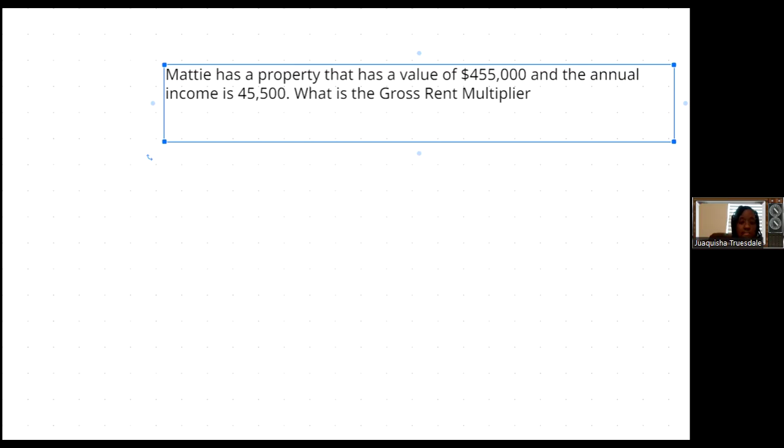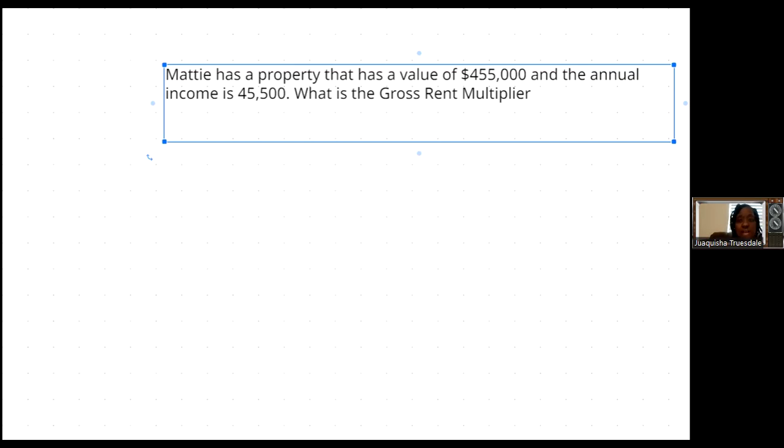Okay, let me get my calculator. So when you divide those two together, you get 10. That is your gross rent multiplier. It is used by investors to determine the profitability of an investment property.